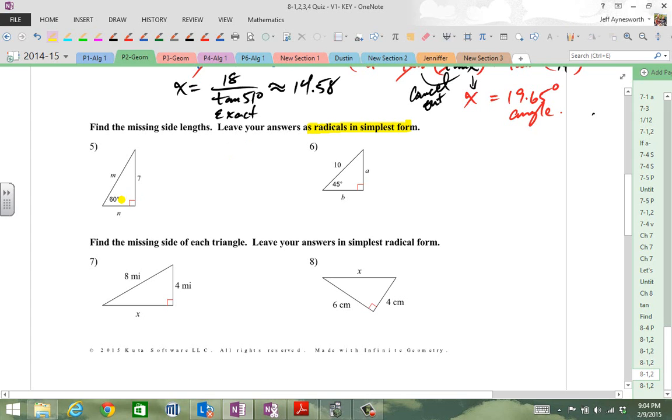On the special right triangles, the 30, 60, 90 and the 45, 45, 90, these do not require a calculator, so write down no calc. All right, no calculator, and also no trig, okay? No trig required.